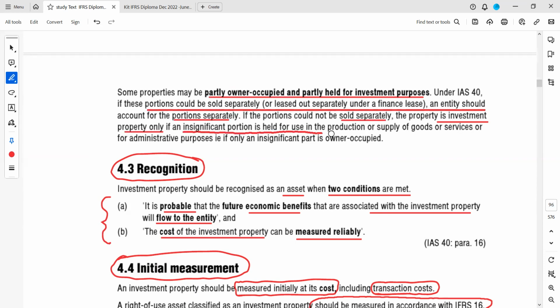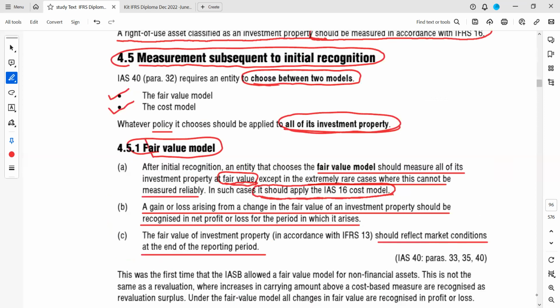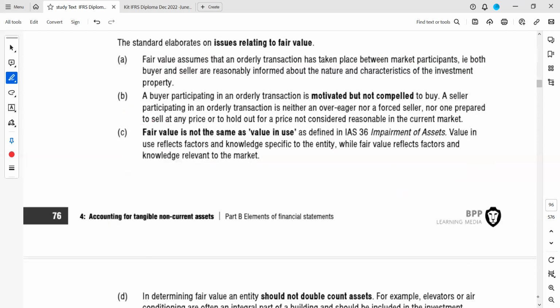If these portions could be sold separately or leased out separately under a finance lease, an entity should account for the portions separately. If the portion could not be sold separately, the property is investment property only if an insignificant portion is owner occupied. So for example, if you have a building having 25 floors, 25 stories, then you have to check whether you can split it or not, and what is the significant portion. If significant portion is owner occupied, then we have to apply IAS 16. If significant portion is investment property, we have to apply IAS 40 throughout, if that cannot be separated out.